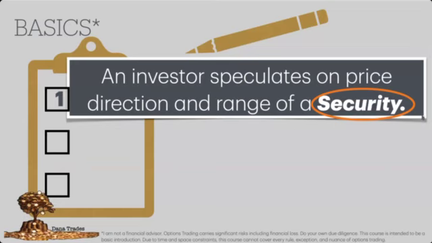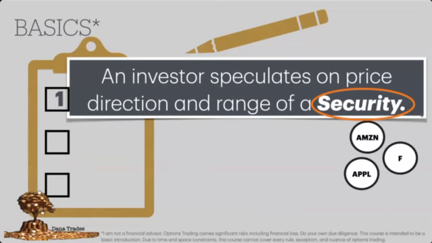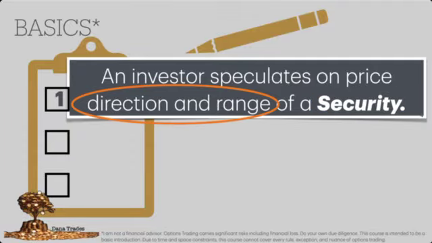Examples of stocks that are publicly traded include Amazon, Apple, Ford Motor Company. An exchange-traded fund is a basket of multiple stocks, usually in the same sector. For simplicity, I will refer to stocks throughout this training. Price direction simply means whether the price is increasing or decreasing. Range refers to by how many dollars and over what time period it will take the stock price to increase or decrease to a specific level.